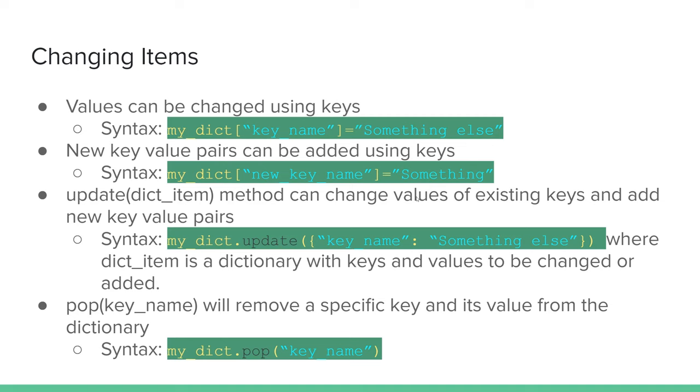The update method can change values of existing keys and add new key-value pairs. So it's similar to the ones above, but you just have a different way of calling it. So my_dict.update with the key name set to something else, and the new value where the key is key name would have the value of something else. Same thing as doing this one. The pop method with key name will remove a specific key and its value from the dictionary. So you can remove an entire entry using just the pop method.